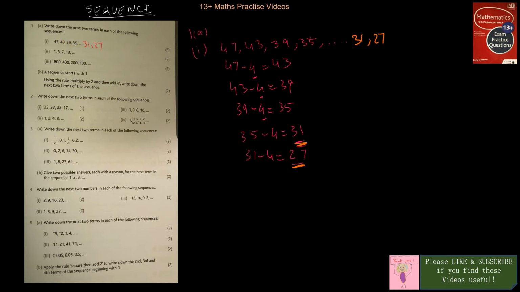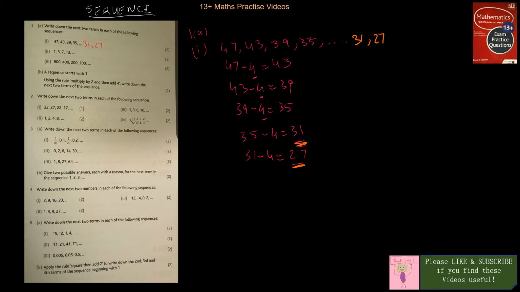Okay, the first one is 47, 43, 39, 35. So that's the first question that we're trying to do. So how do we do it? You can see here 47. What is the difference between 47 and 43? 47 minus 4 is 43. 43 minus 4 is 39.